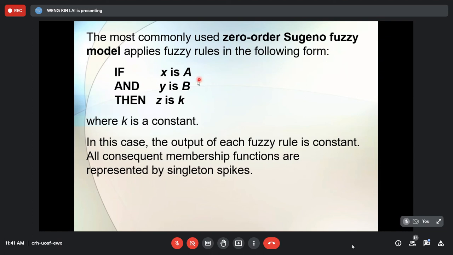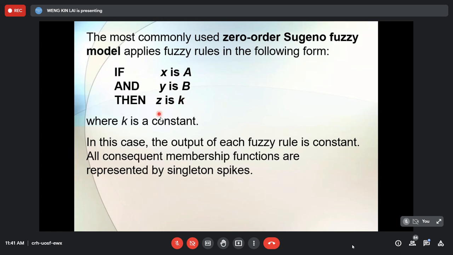So here, the antecedent part is the same, right? And there is more than one antecedent here. If x is A and y is B, then z is k. Now k is a constant. It's not a fuzzy set anymore. It's a constant, so it's assigned a membership of one. So in a way, you can argue this is a crisp value here.